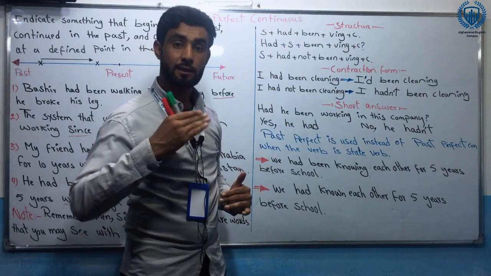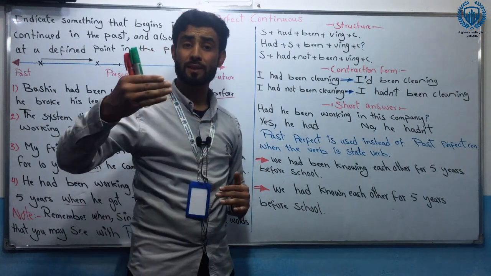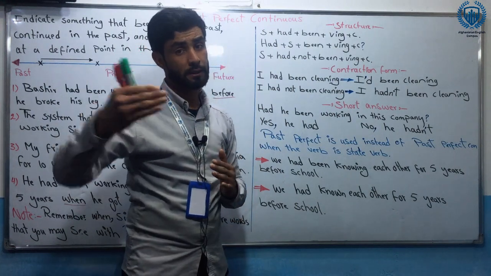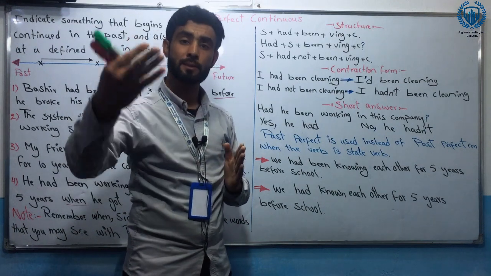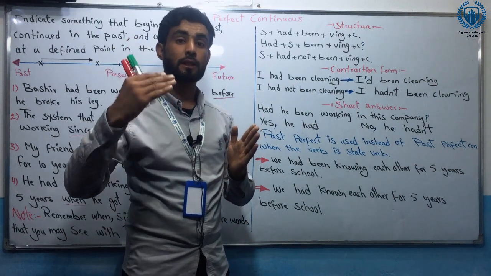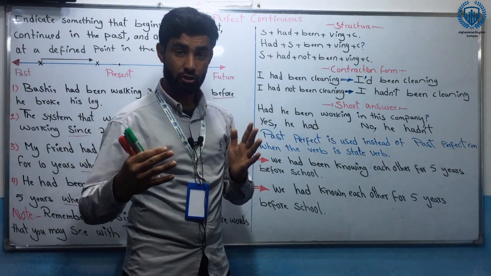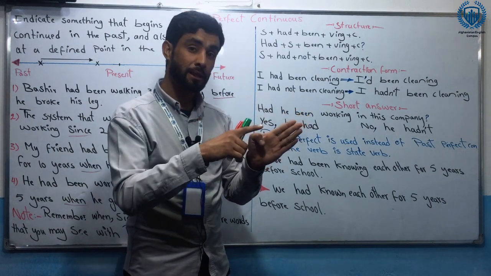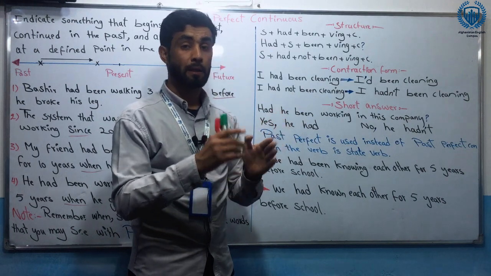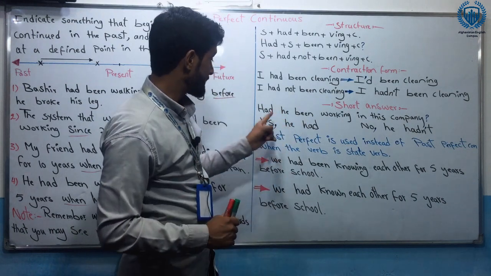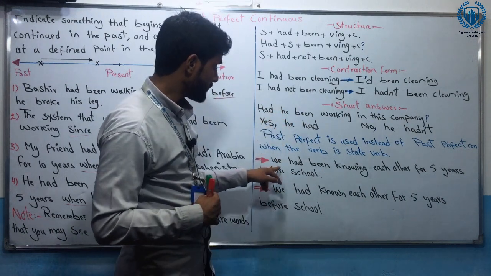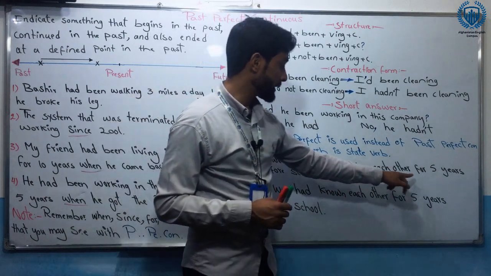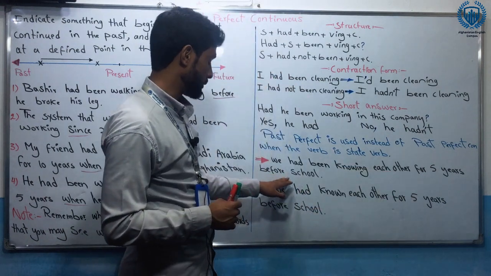Instead of past perfect continuous, we can use simply past perfect. Past perfect can show such an action which started in the past, ended in the past, and continued in the past with a state verb. The sentence here: we had been knowing each other for 5 years before school.